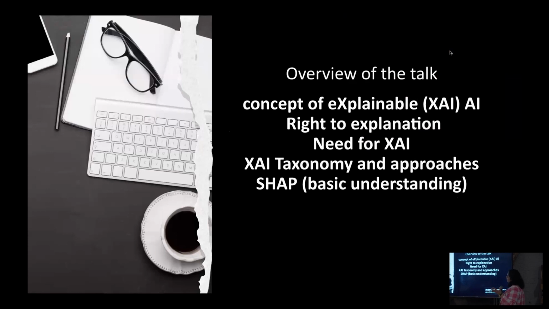So today we'll discuss the concept of explainable AI. We'll try and understand the concept of right to explanation according to the GDPR rules. We'll try and understand why exactly there is a need for explainable AI. We'll discuss the basic taxonomies and the basic words or approaches that you should know when you are digging in this domain. And we'll have a very basic overview of SHAP as an XAI method, which is a very popular method these days. I'll not discuss any maths about it, just basic understanding, right?